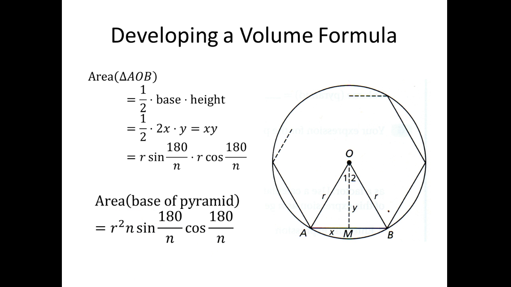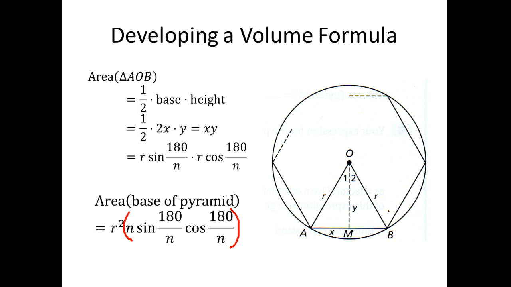Notice here that the expression for the area of the base of the pyramid involves this expression, n times the sine of 180 over n times the cosine of 180 degrees over n. So let's see what this expression gets close to as n gets bigger and bigger.